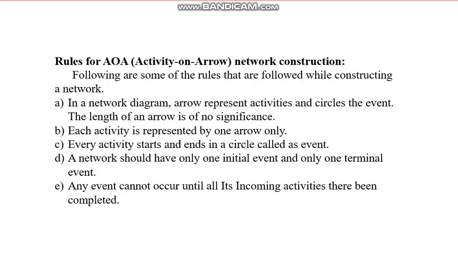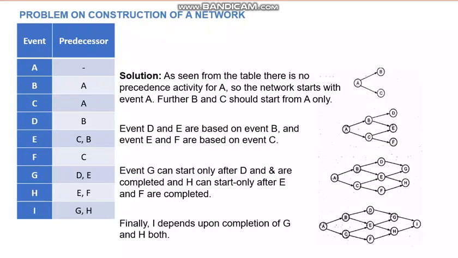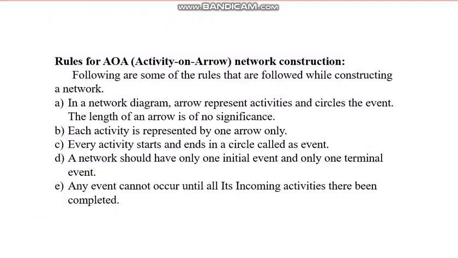Okay, like let me show you. You see, as this is starting with one circle and this is ending with two circles, it cannot end with two circles like this. It can here, three circles. It should start with one, end with one. Okay, that is the rule that we are saying. A network should have only one initial event and only one terminal event.